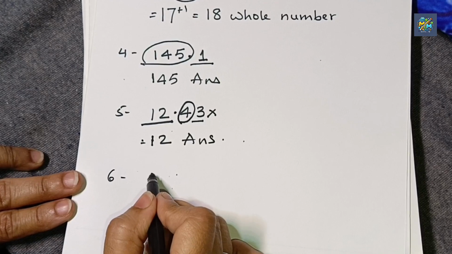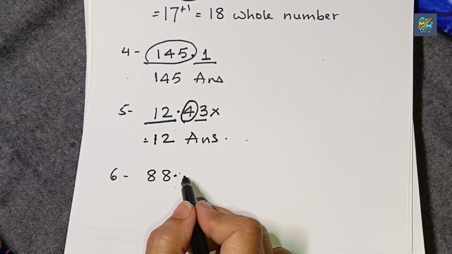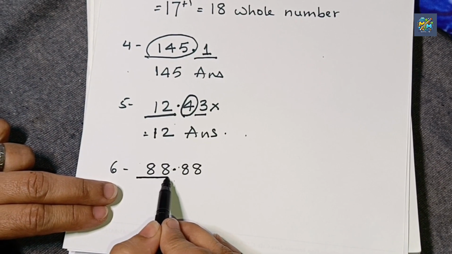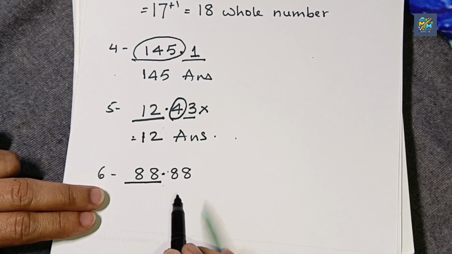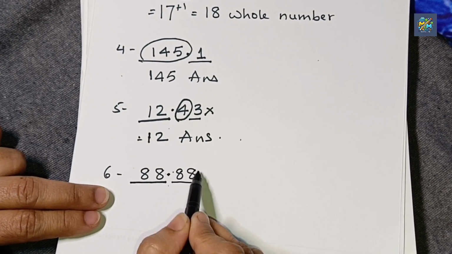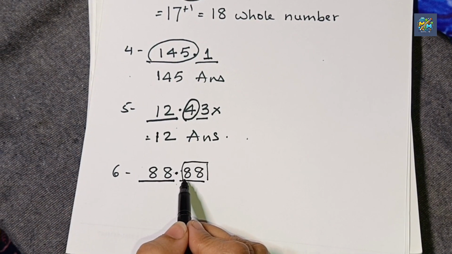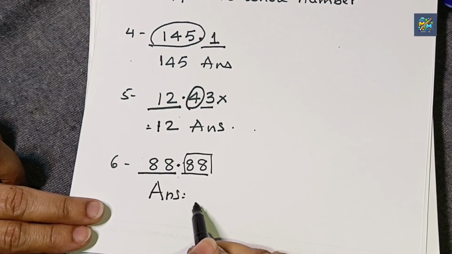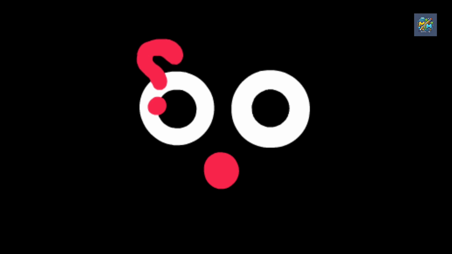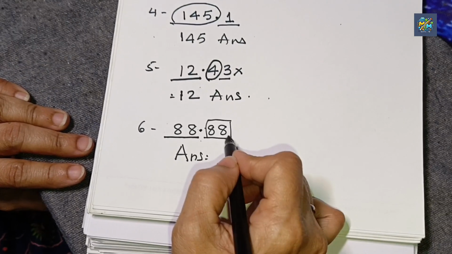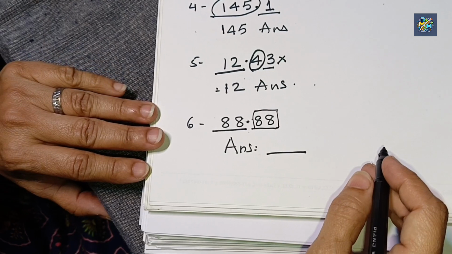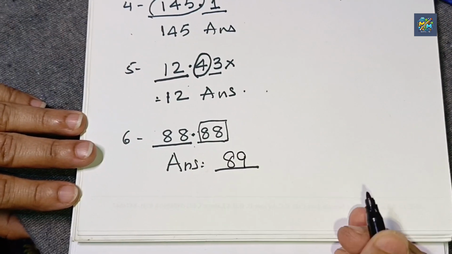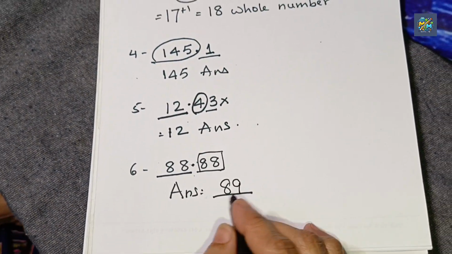But here there is one more sum, and here it is 88.88. So now I have to provide the answer as a whole number. After this there are two numbers, and this is 88. So now I want you to answer this query. I think you people might have searched for the answer. So what is the answer? The answer here is 89, and that is the whole number.